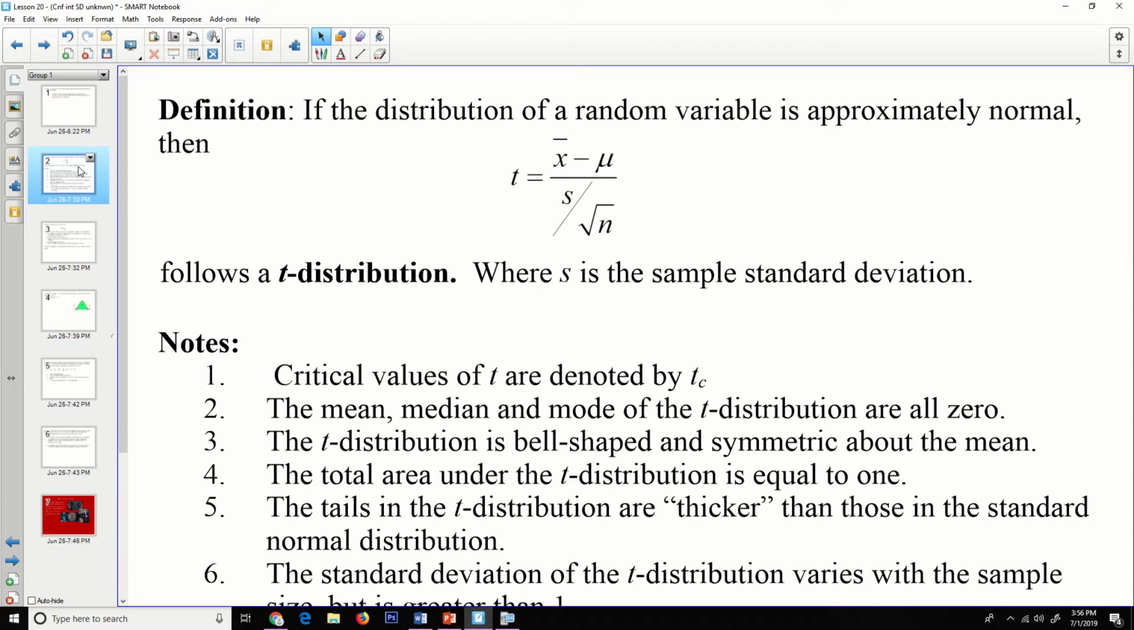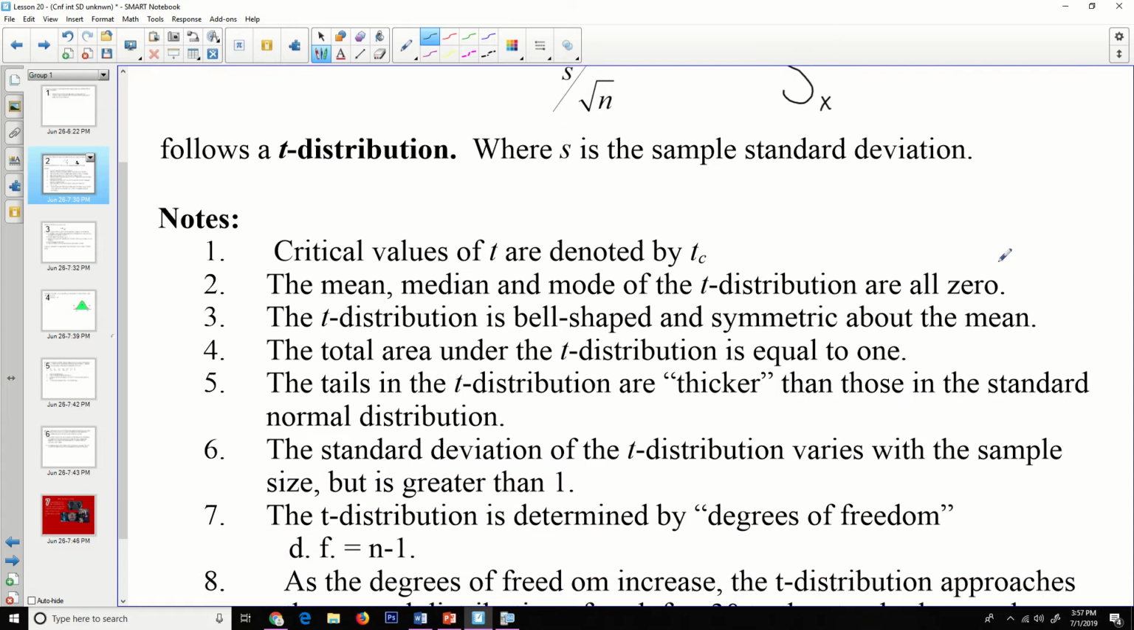If the distribution of a random variable is approximately normal, then the t statistic is the sample average minus the global average, over the standard deviation of the sample divided by the square root of the number of elements in the sample. This is called a t-distribution, where S is the sample standard deviation. If you recall on the graphing calculator, if we have to calculate it ourselves from the sample that's given, that's going to be the Sx value.